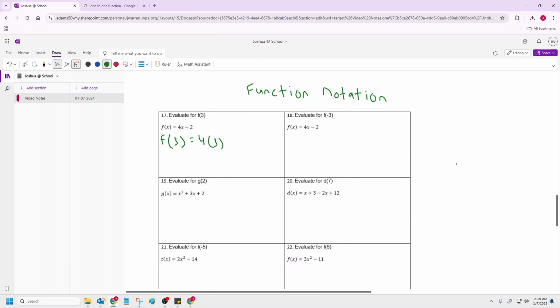Isn't this the same thing? Yep, it's the same thing. Why do humans do this? Rename stuff? I don't know. Welcome to humanity. 4 times 3 equals 12 minus 2.